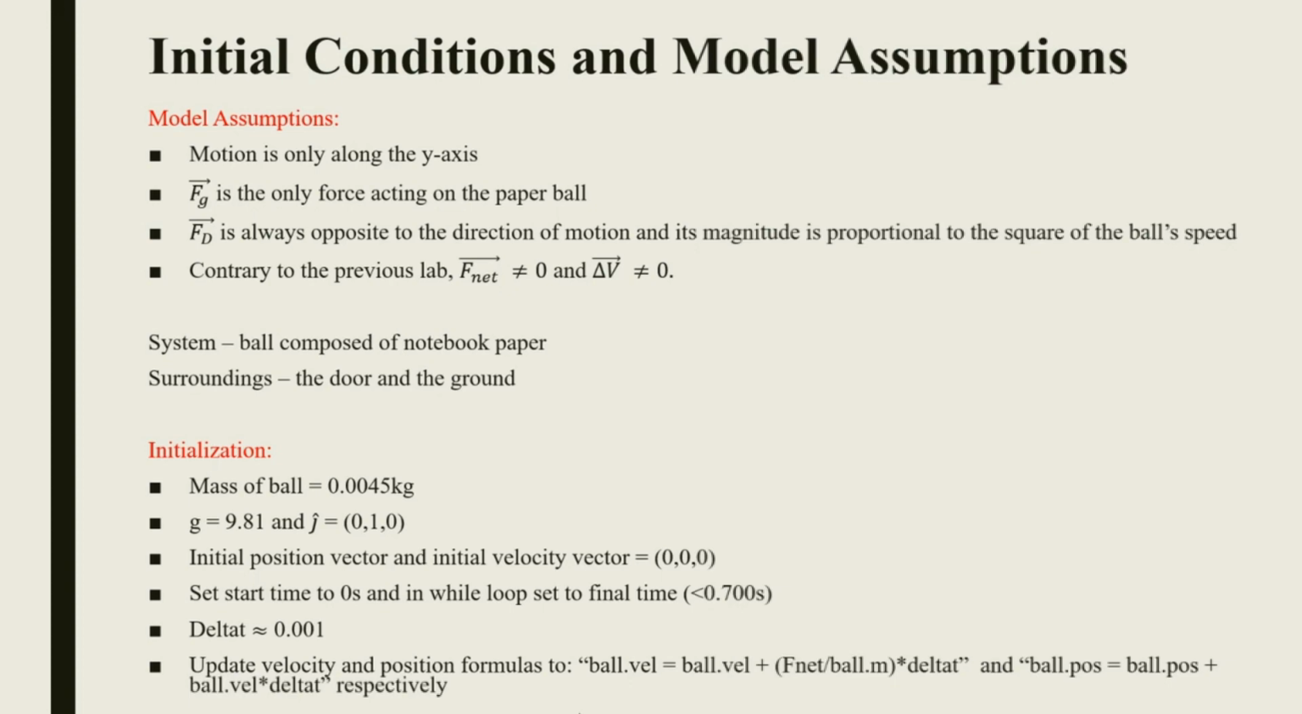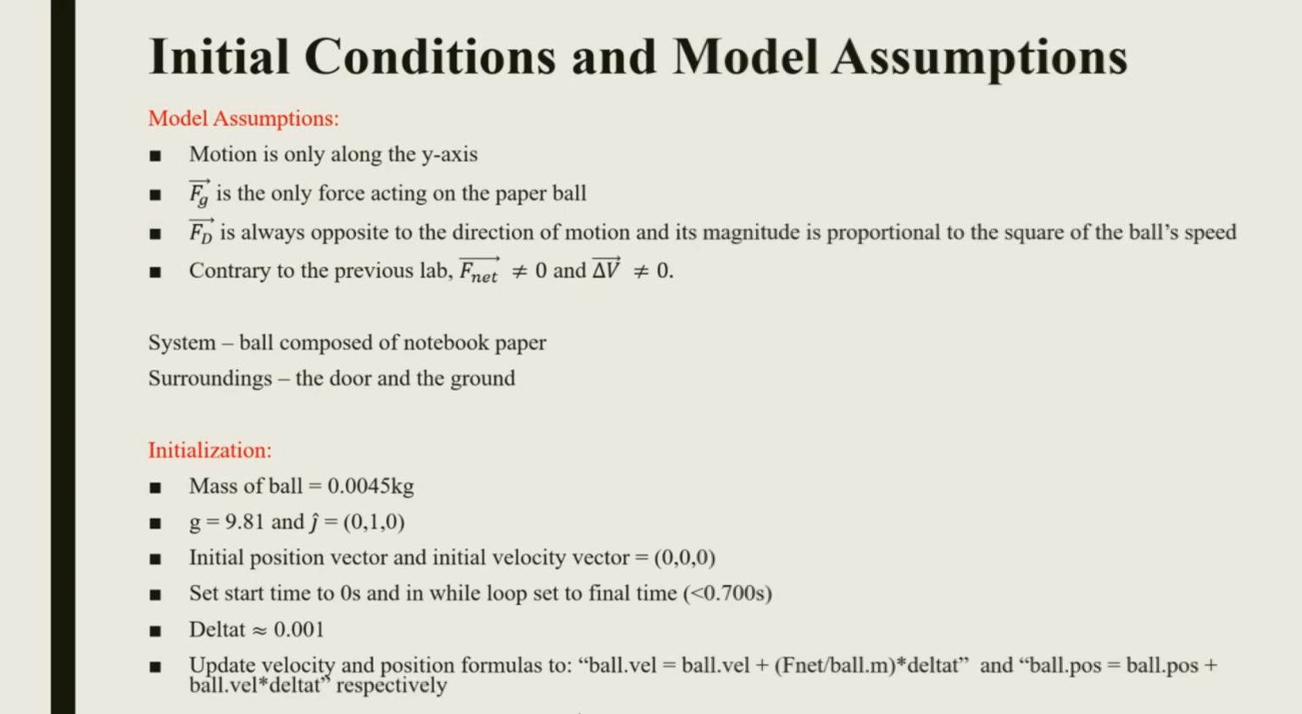The drag force is always opposite to the direction of motion, and its magnitude is proportional to the square of the ball's speed. And contrary to the previous lab, the net force is not equal to zero, as well as the change in velocity. So the system is a ball composed of notebook paper, and the surroundings are the door and the ground. Some initialization features: the mass of the ball was 0.0045 kilograms.